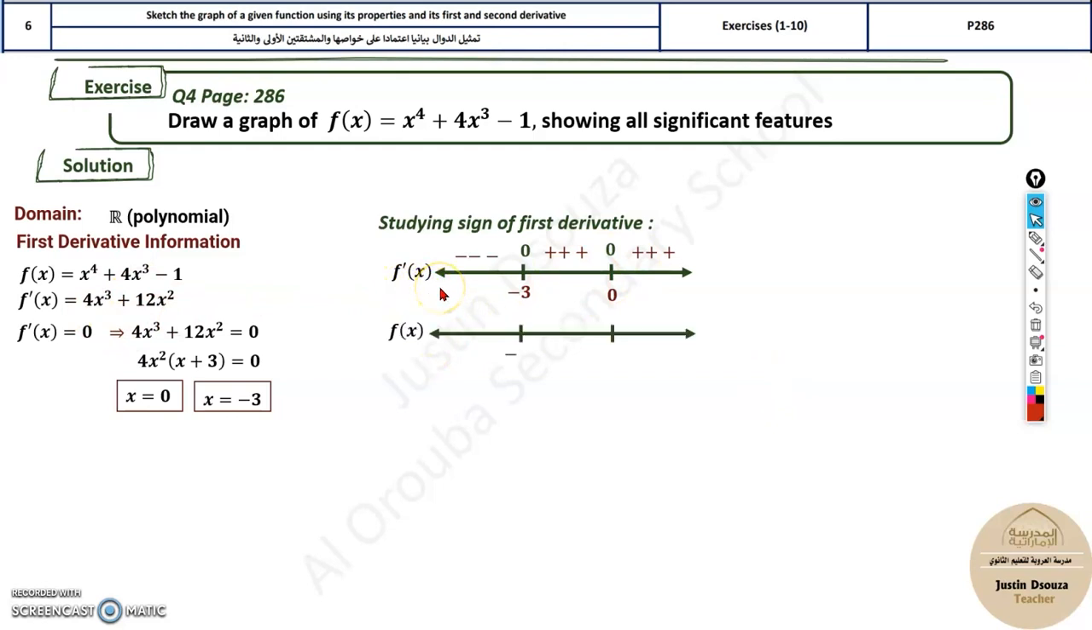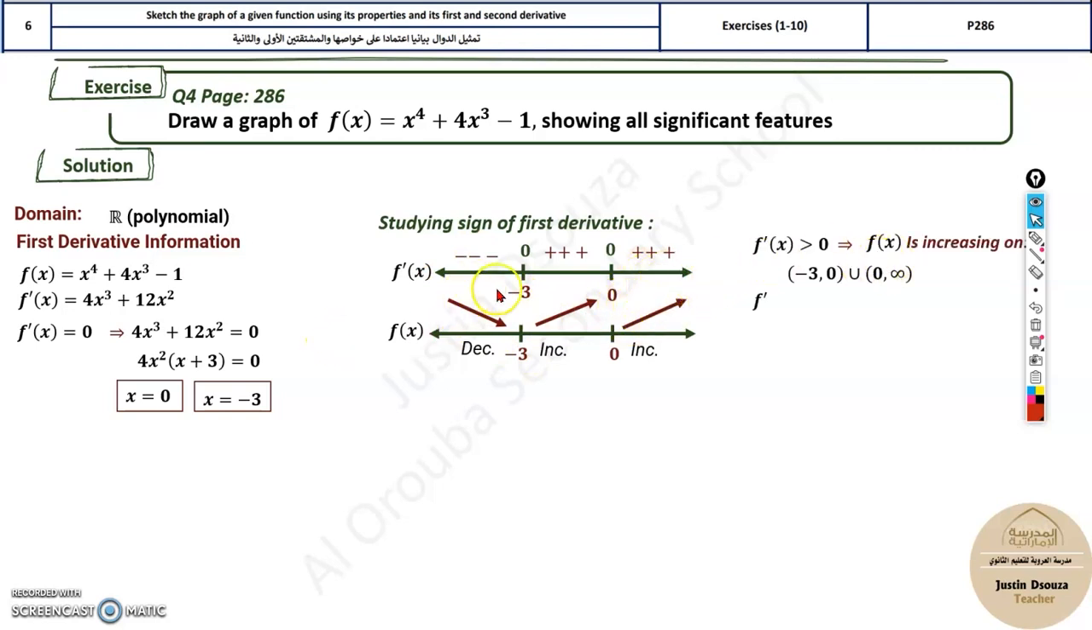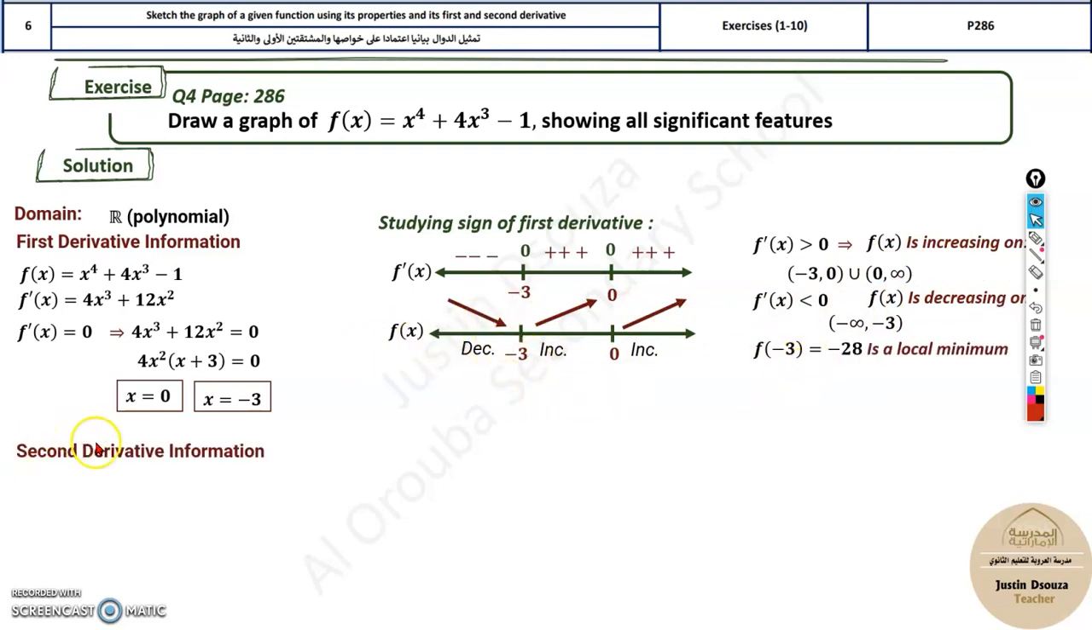Take simpler values, it's easier. Now after this, you will come to know it's decreasing over here and then increasing over here. So we know the function is increasing from -3 to 0 and from 0 to infinity, whereas it's decreasing from -infinity to -3. And what next? We need to find the second derivative. Before that, this graph is something like this and it goes up. So we have a local minimum at -3.